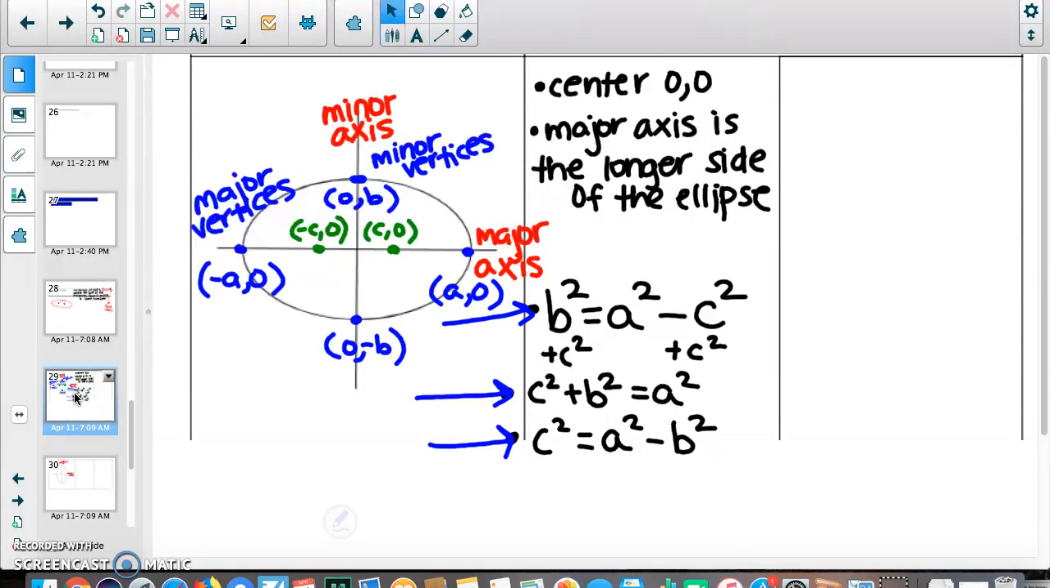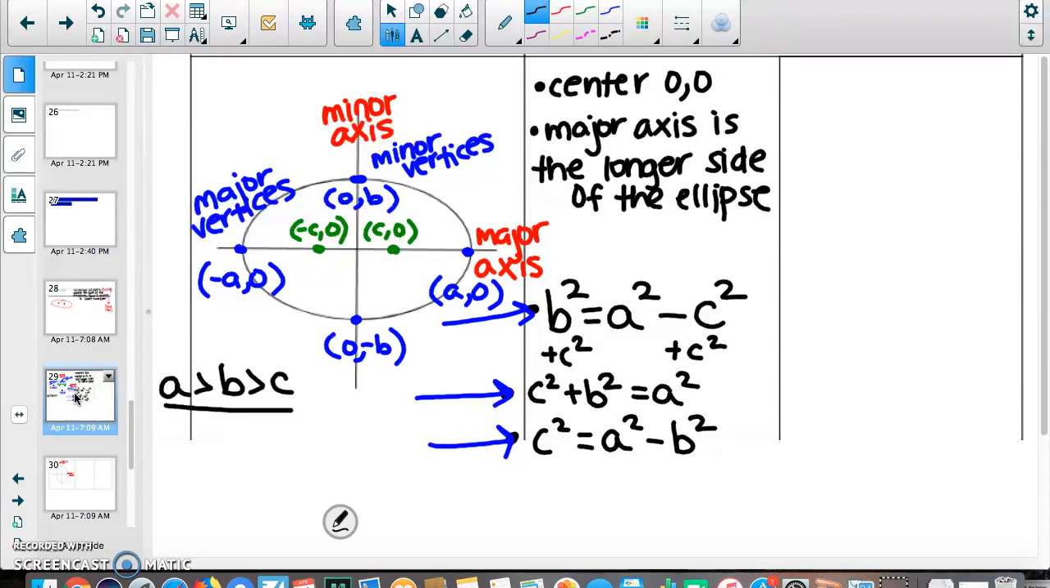The other thing I want to point out, and I mentioned this, but A is always bigger than B, right? So A is always on the long side of your ellipse, and B has to be bigger than C. So C should be the smallest all the time. So if this isn't true, you probably made a mistake.